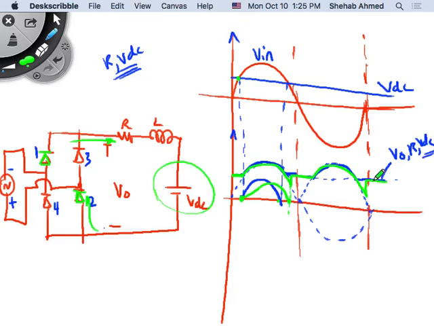No? Ask. I mean, do you get the resistive case?